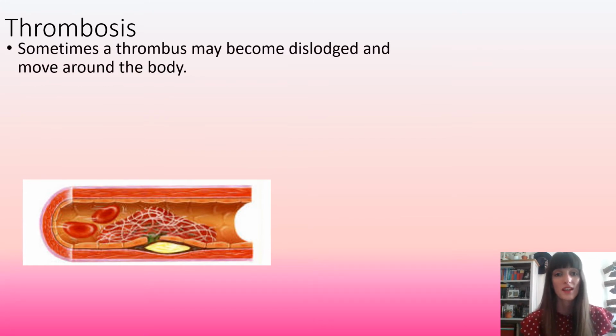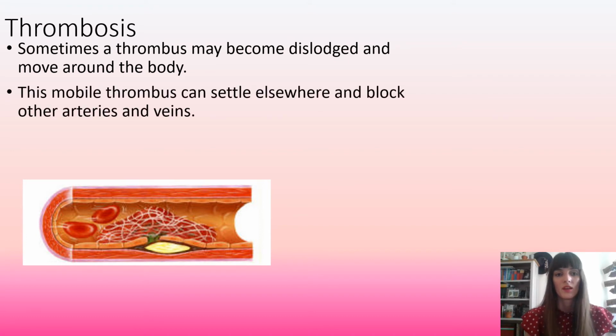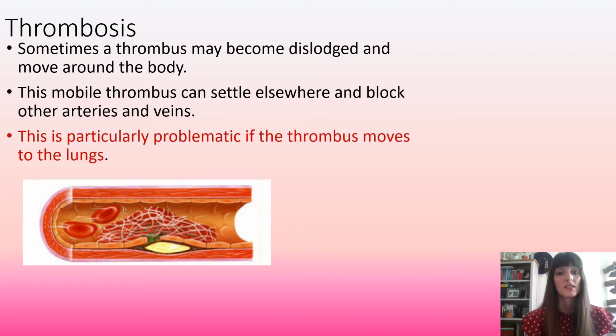Sometimes a thrombus, that lump of platelets that have formed in your artery, can become dislodged and move around the body. So now visualize you've got this lump of platelets traveling around your body. This thrombus can settle anywhere, and it can block other arteries and veins. It's particularly problematic if the thrombus moves to the lungs.